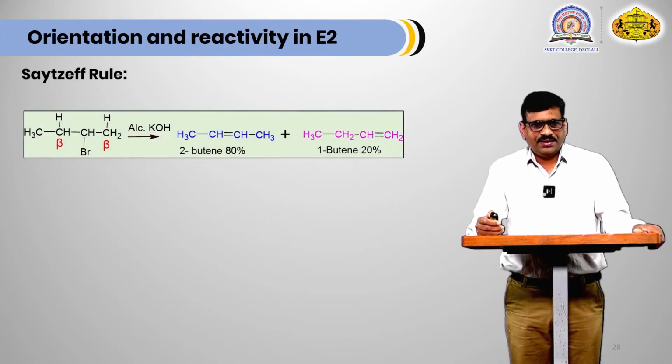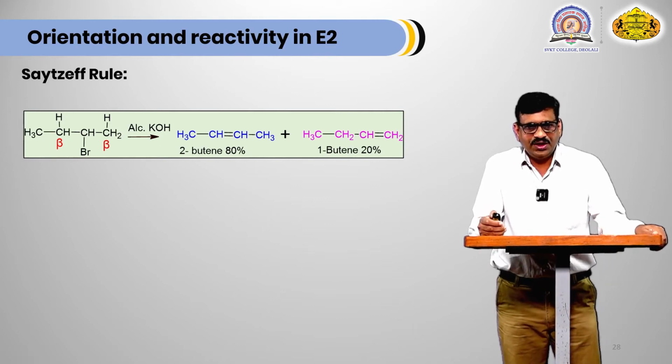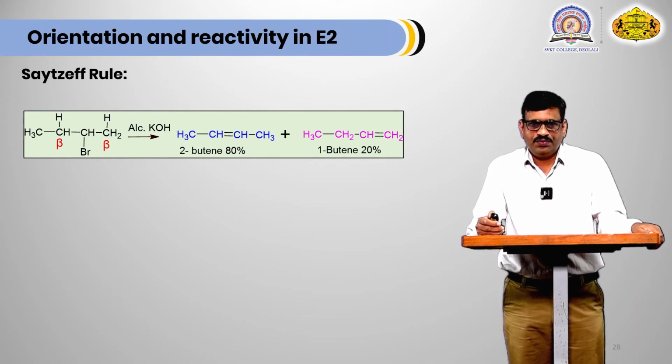This is another example of Saytzeff rule. In this case also there are two beta hydrogen atoms present. When this substrate molecule undergoes reaction with alcoholic KOH, there is formation of two products, 2-butene and 1-butene. Percentage of 2-butene is 80%, that is, it is the major product, and percentage of 1-butene is 20%, it is the minor product. 2-butene is more substituted, that's why it appears as the major product.